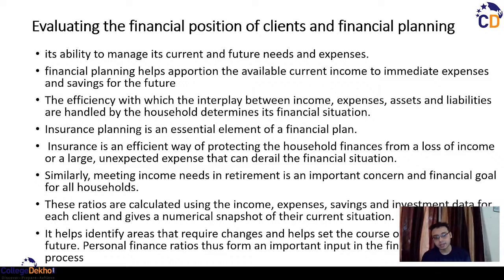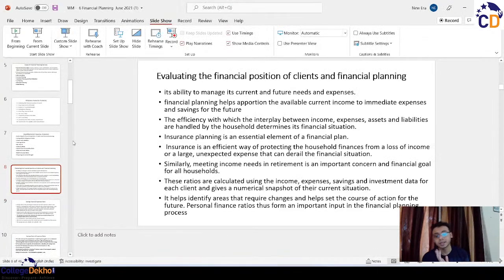Now, these ratios are calculated using this income, expenses, savings, investment data for each client and give a numerical snapshot. So, all these things are taken into consideration while deciding a future corpus. All these ratios help identify areas that require attention and help set the course of action for the future ultimately. Personal finance ratios, all these ratios play a vital role, and all these things have to be taken into consideration while creating your corpus.